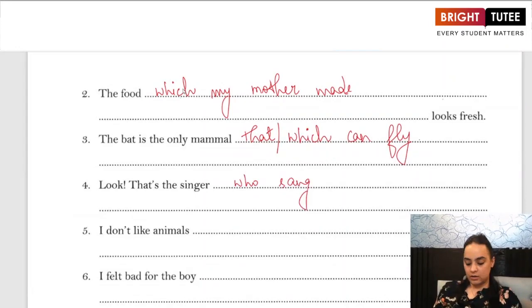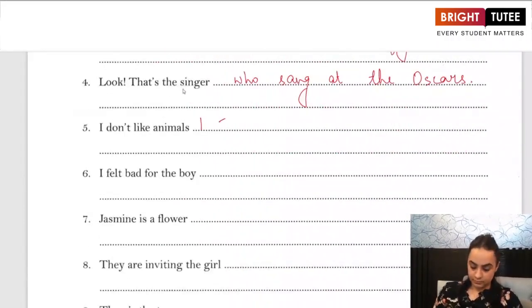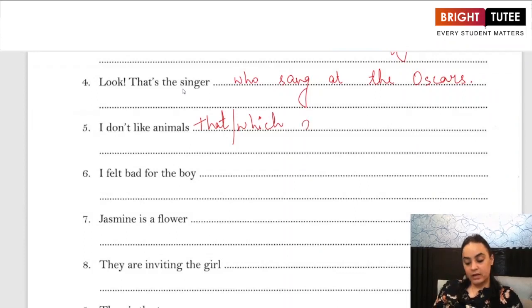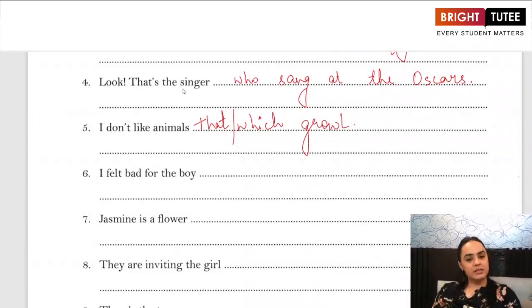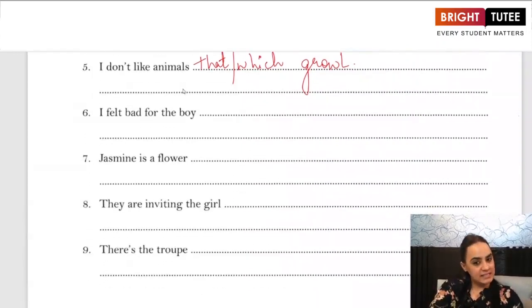sang at the Oscars. I don't like animals that or which growl. Okay, that growl like a lion. So this way, using a relative pronoun, you can easily complete the rest of the sentences as well.